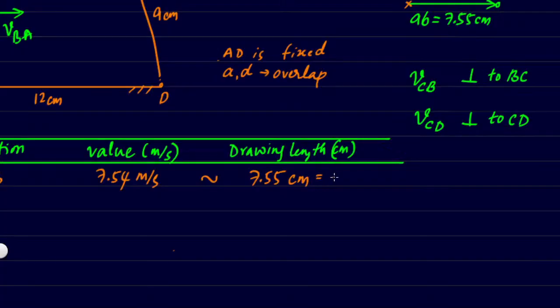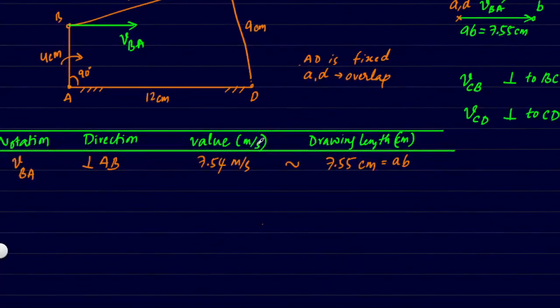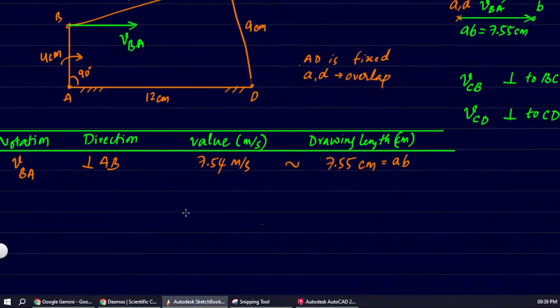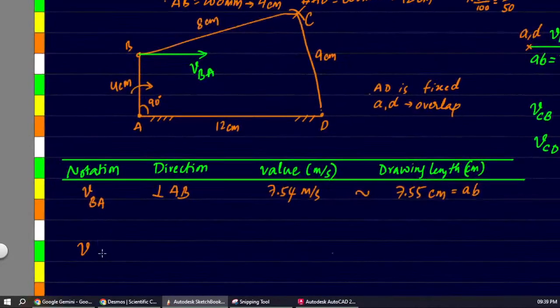This is written as AB in the velocity diagram. So AB is the length which represents the velocity of B with respect to A. Next we have to find the velocity of C with respect to B.